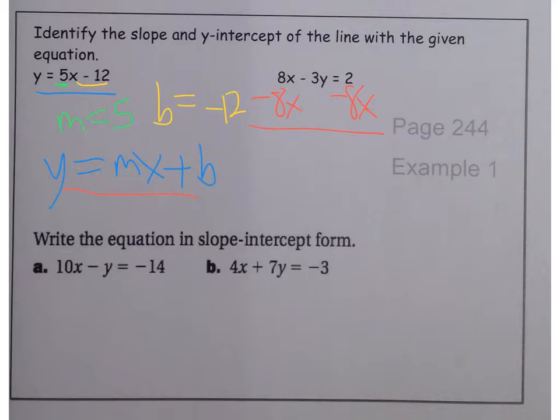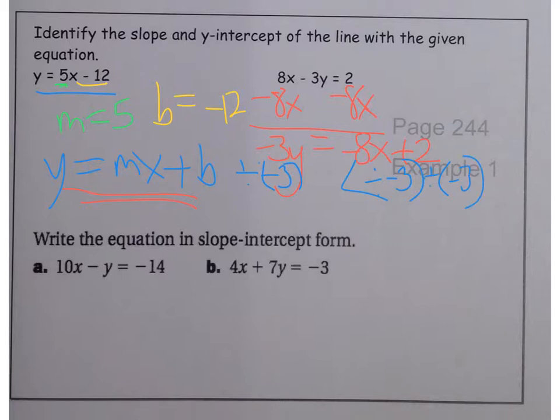When I do that, what I'm left with is negative 3y is equal to, I'm going to put the minus 8x in front so it can be in that y equals mx plus b form, and plus 2. So now the final part of this is that I need to divide both sides by negative 3. I've got to divide everything by negative 3 on both sides.